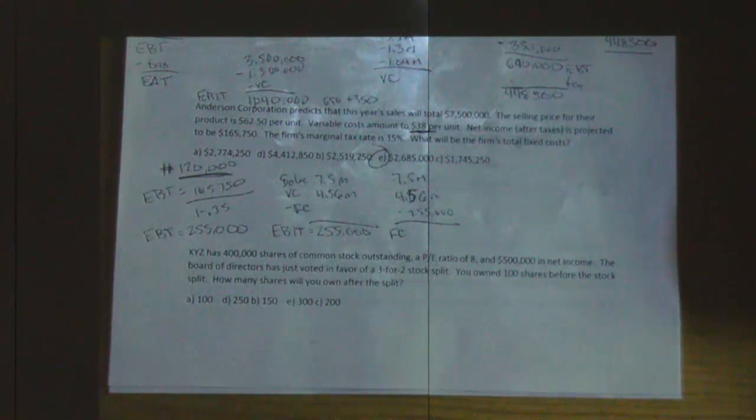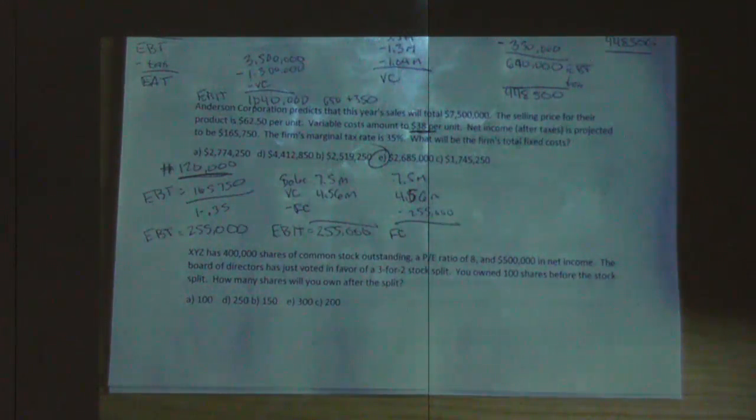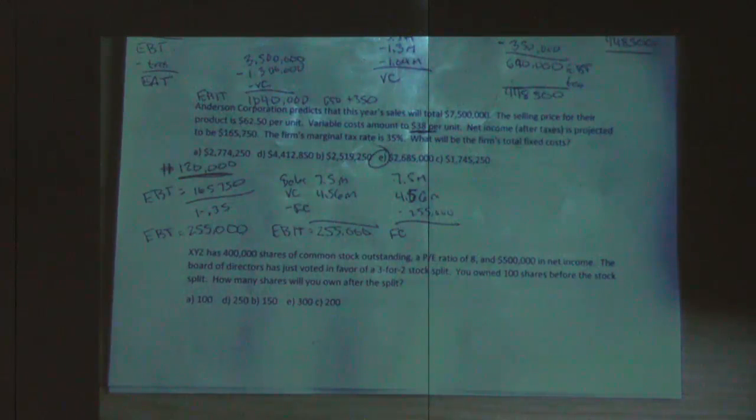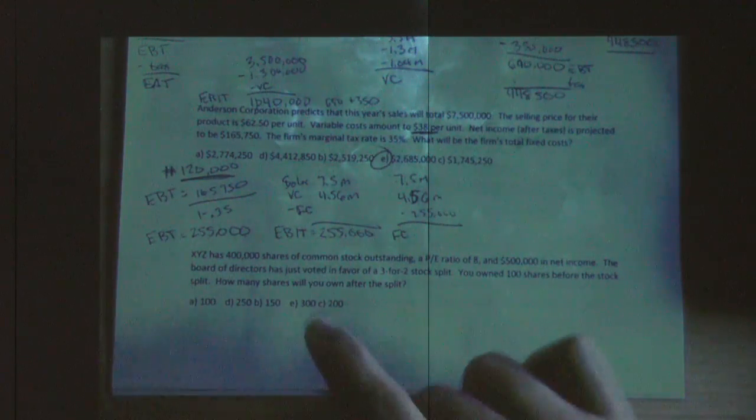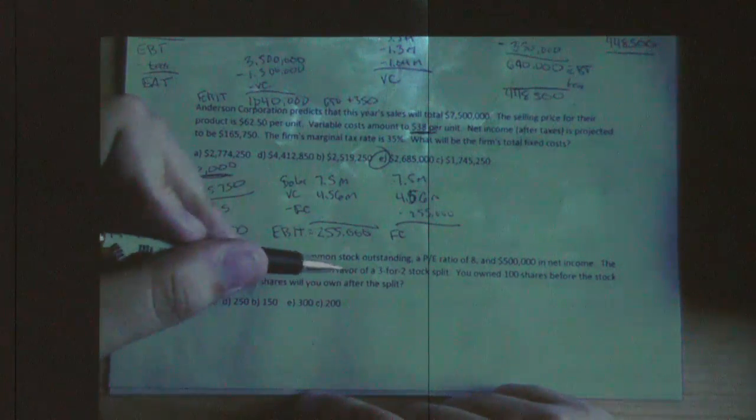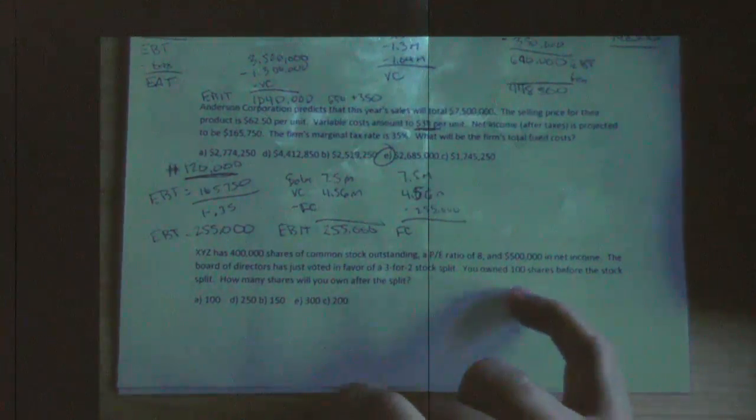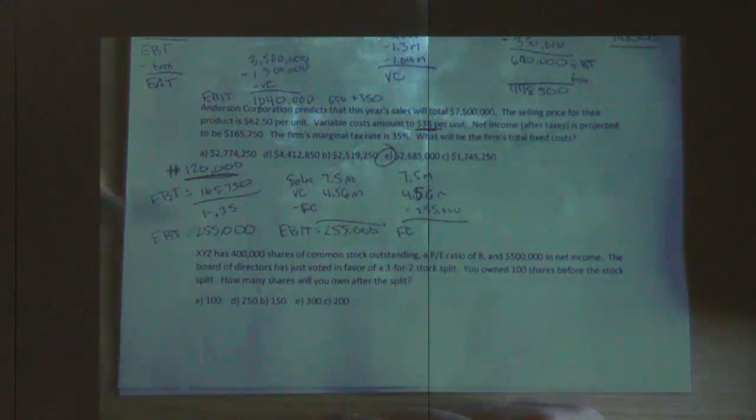So here, I know there are some stock options. So we're gonna do more stocks and shares stuff. All right. So this company has 400,000 shares of common stock outstanding, a PE ratio of 8, 500 net income. The board of directors voted in favor for a 3-for-2 stock split. You owned 100 shares before the stock split. How many shares will you own after the split?